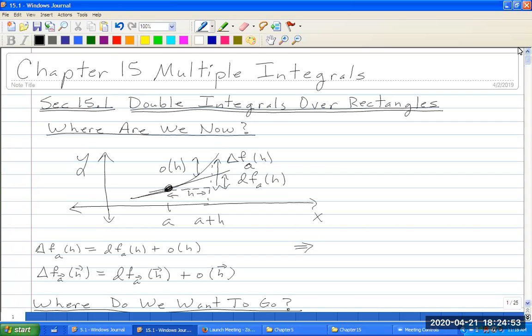Chapter 15, Multiple Integrals. Section 15.1, Double Integrals over Rectangles.